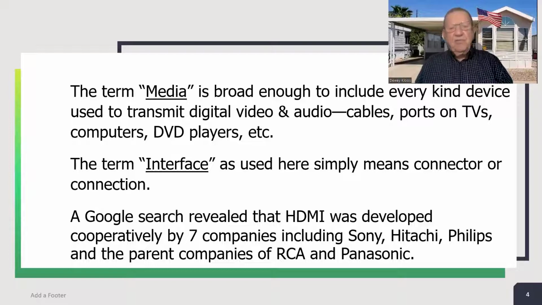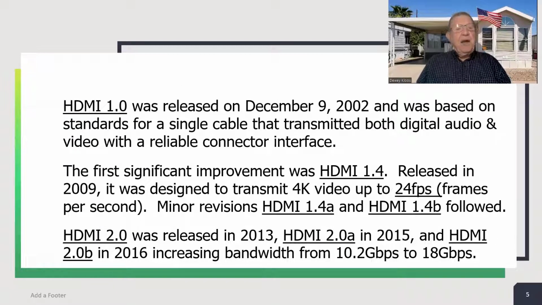A Google search revealed that HDMI was developed cooperatively by 7 companies, including Sony, Hitachi, Philips, and the parent companies of RCA and Panasonic. HDMI 1.0 was released on December 9th, 2002, and was based on standards for a single cable which would transmit both digital audio and video and had a reliable connector interface.